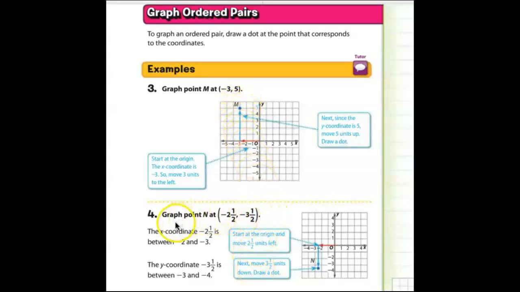Okay, so now it's asking us to graph point N, which was -2 and 1/2 and -3 and 1/2. So again, we start at the origin, and we're going to go over to -2, and then halfway between -2 and -3 is -2.5. Then we're going to go down to -3 and 1/2, which is halfway between -3 and -4, and this is where point N is going to be. And of course, that is actually going to be in quadrant... Okay, this is quadrant 1, this is quadrant 2. That point has been graphed in quadrant 3, and this final one over here is quadrant 4.